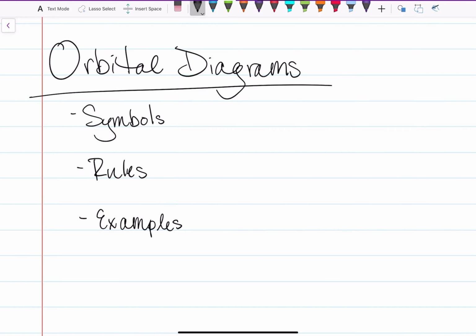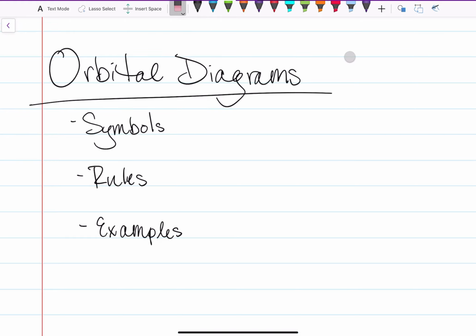Hi everyone, this video is going to go over how to draw orbital diagrams for different elements. We're going to talk about the symbols for an orbital diagram, go over the rules, there are 3 of them. We're going to look at some examples, do those together, and then give you a chance to try some on your own. So grab a piece of paper and follow along.